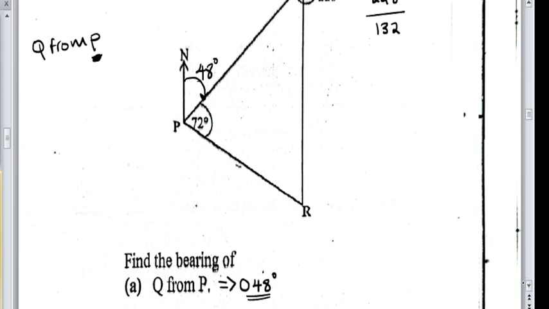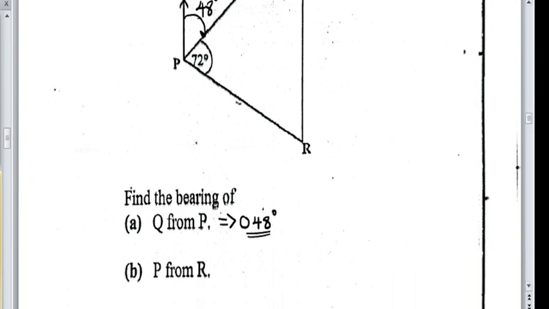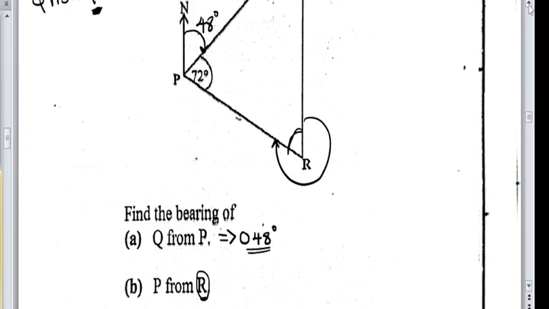We look at the other part, the bearing of P from R. So look at where R is, move in the clockwise direction to where P is. So we're looking for that one. We can find this angle by subtracting the angle inside. And how are we going to do that? That is easier. Let's do this.